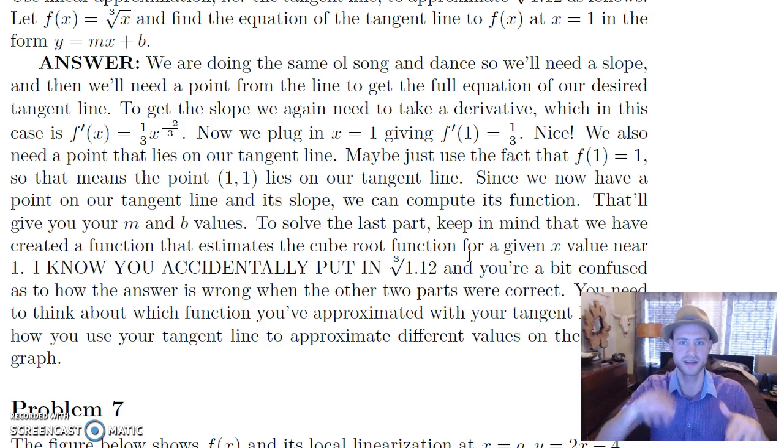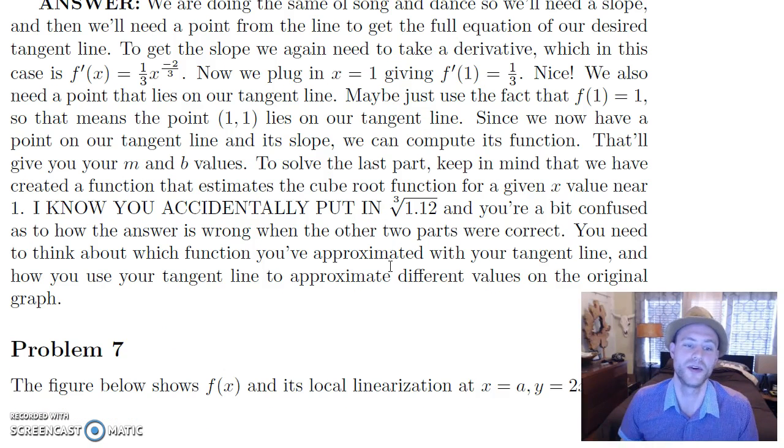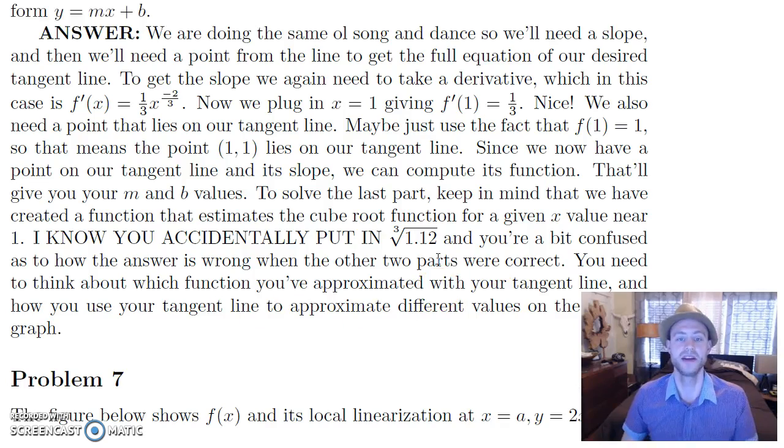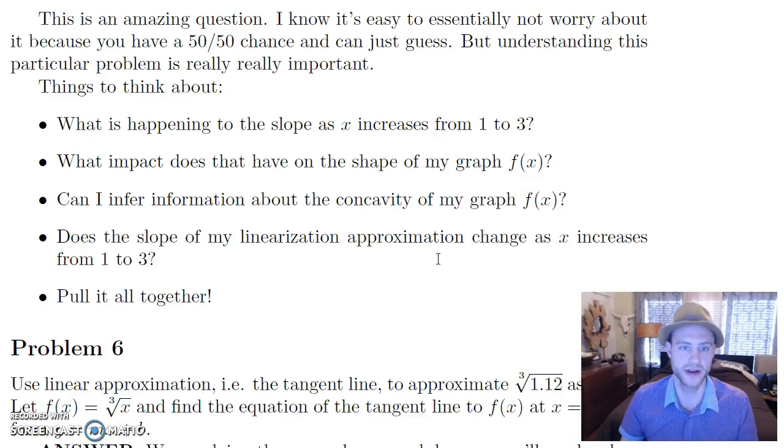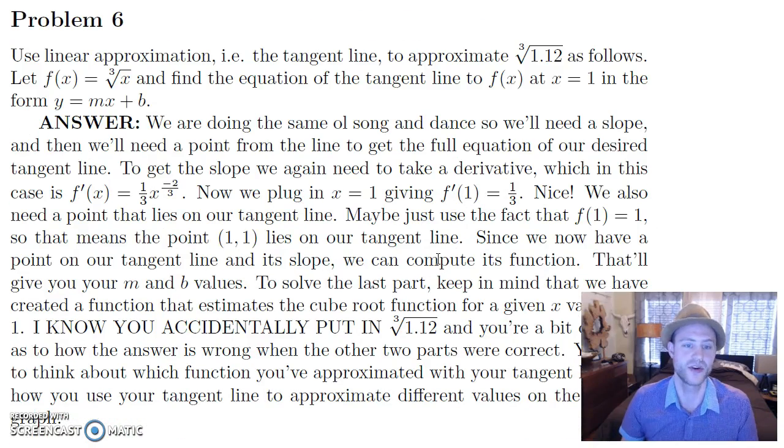Our line, you just put things into the line and you put whatever you want and it gives you the estimate of the cube root of that input. So if you put this in here, it's going to give you the estimate of the cube root of 1.12, which is not what you're looking for. So yeah, don't do that. You need to think about which function you've approximated with your tangent line and how you use your tangent line approximation for different values on the original graph, to approximate different values in the original graph. So keep that in mind. Spend some time thinking about it. Take as long as you need to think about it. It's not easy. So good work so far.